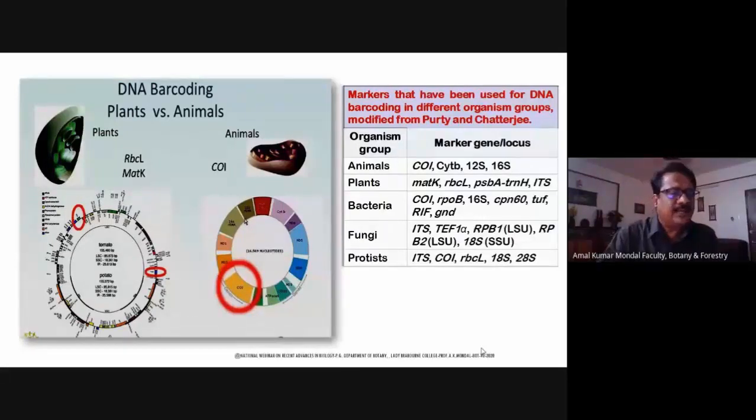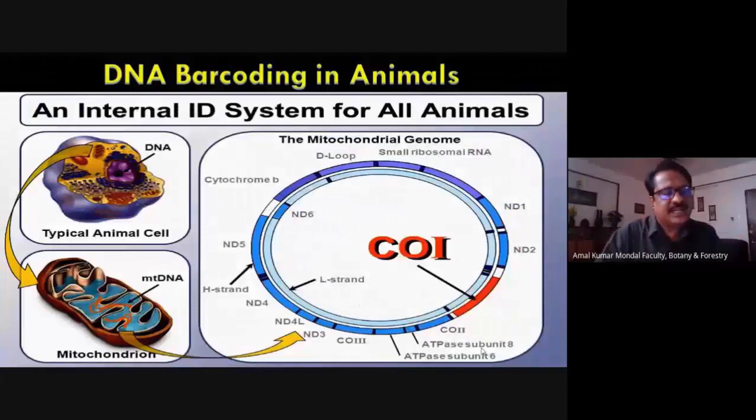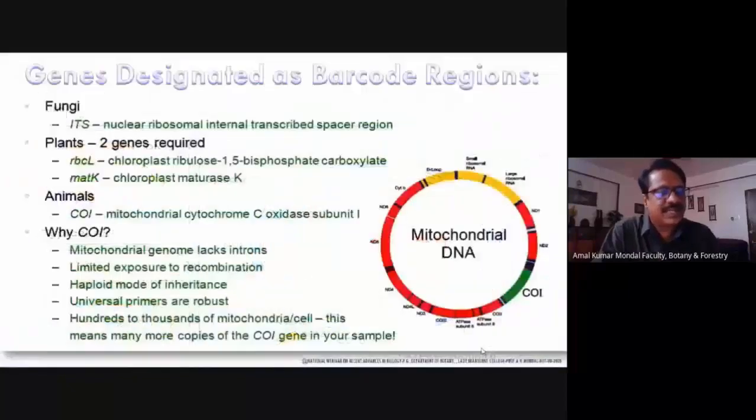In case of animals, the most widely used barcode is the mitochondrial cytochrome C oxidase 1, CO1 locus. Other mitochondrial genes such as cytochrome B, 12S or 18S are also used. Mitochondrial genes are preferred over nuclear genes because of their lack of introns, their haploid mode of inheritance, and their limited recombination.